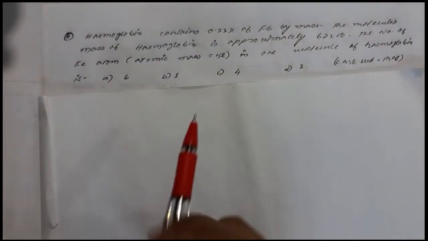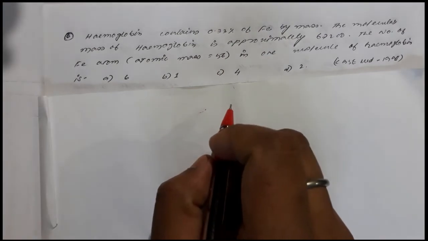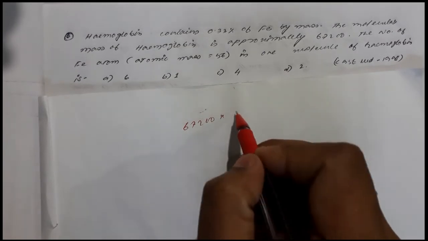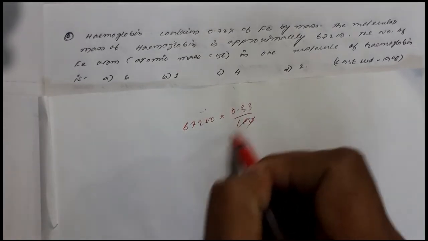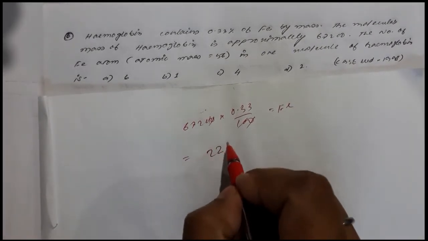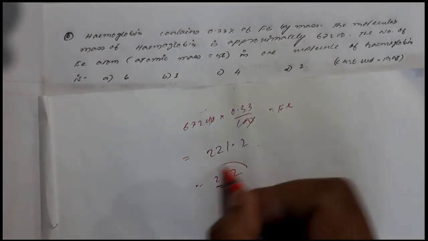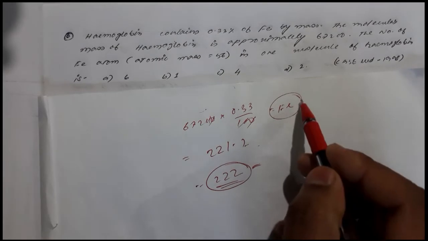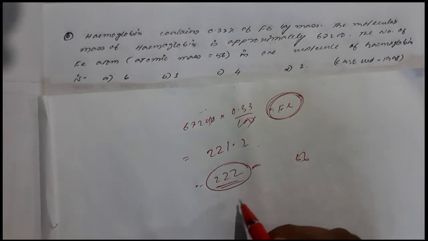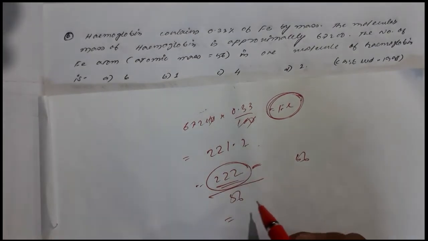Okay, another question here. Hemoglobin contains 0.33% of iron by mass, and the molecular mass of hemoglobin is 67200. If you calculate the iron it contains, it will come out as 221.7, something like that. You can write it like this. Now, in this much molecular mass, weight of iron, what is the number of iron atoms? The atomic mass of iron is given as 56. So just simply divide this 222 value by 56.